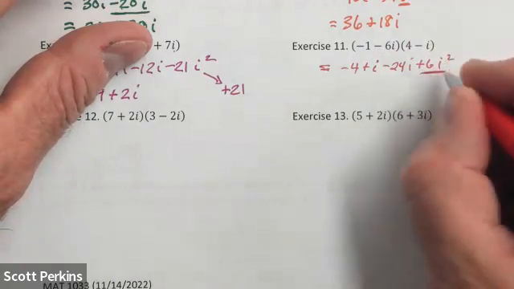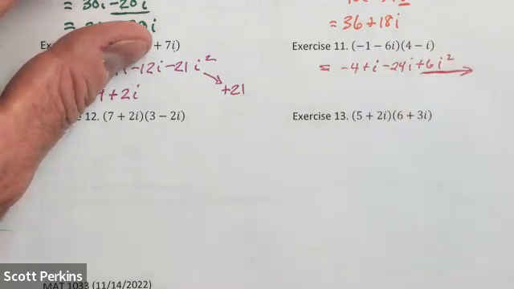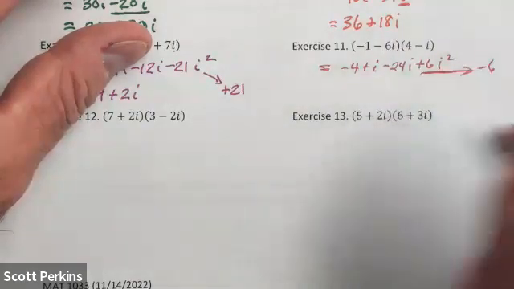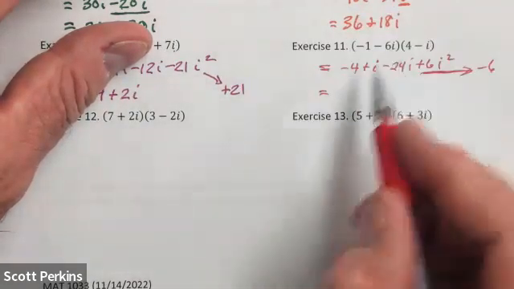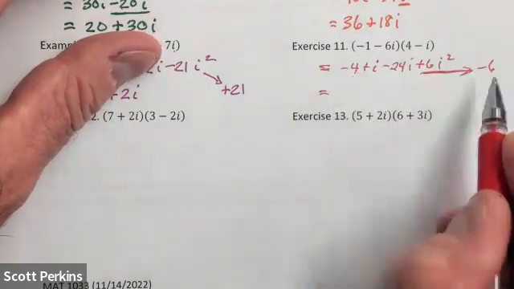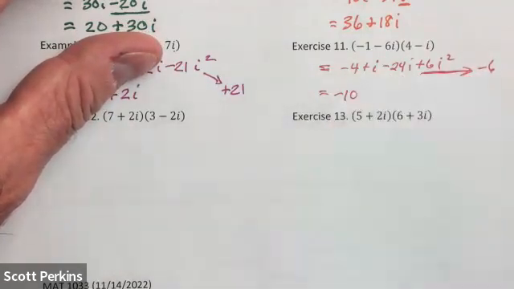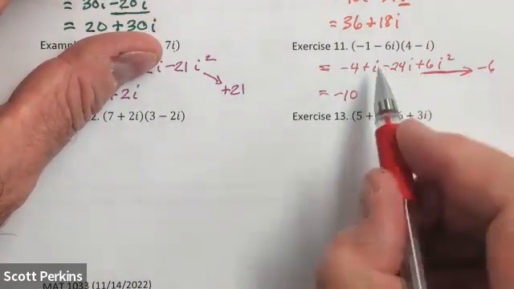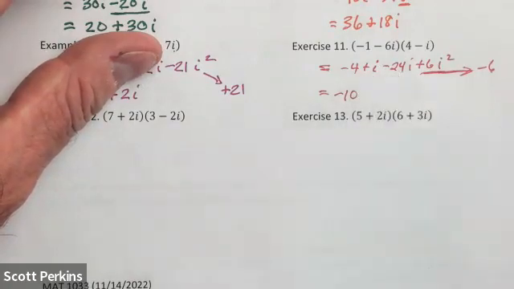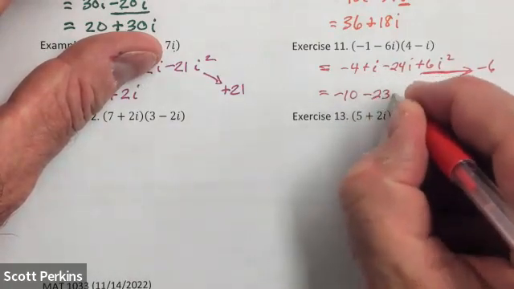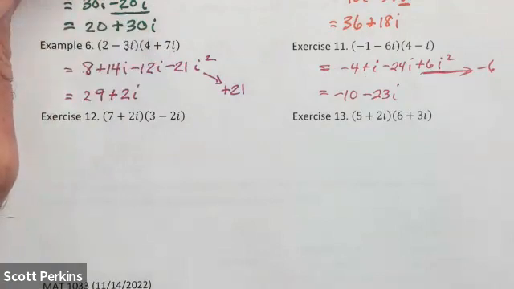That last term, what does that last term become when I take into account the definition? Negative 6, indeed. All right, we're about ready to finish. I've got my real parts are negative 4 and negative 6, that's negative 10. And then my imaginary parts are plus 1i and minus 24i, that's minus 23i. Good?